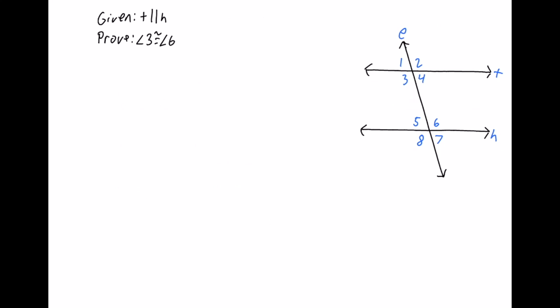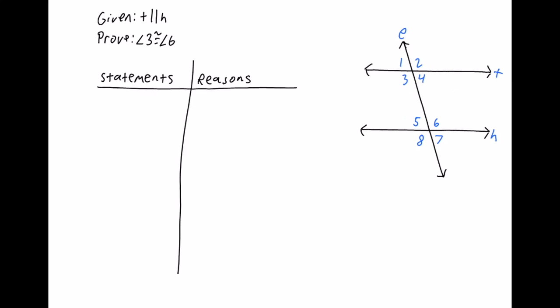Alright, so now this one's backwards. We're given that two lines are parallel, T and H. We want to prove that two angles are congruent, angle 3 and angle 6. So, from there, we look at this picture over here, and we have to write a two-column proof. So just like previously, start with what you're given. T is parallel to H, and the reason is given. Then, knowing that T is parallel to H, we have to say that angle 3 is congruent to angle 6.